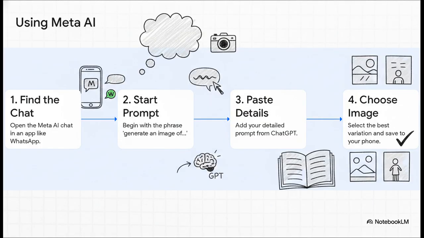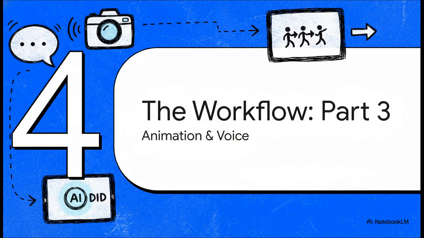And actually using Meta AI couldn't be easier. You can literally do it inside an app you already have on your phone, like WhatsApp. You just open the chat, start your message with generate an image of, and then paste in that awesome detailed prompt we got from ChatGPT. It's really that simple.